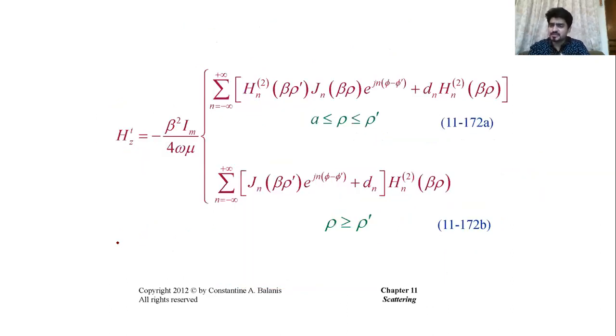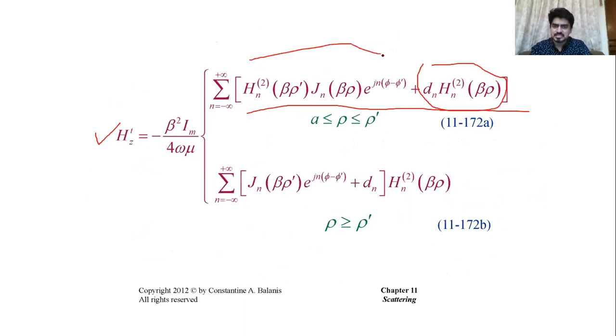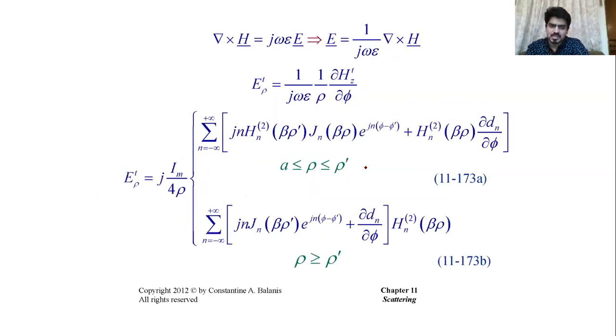Now the total field, when we add the incident and scattered field, can again be given by these two expressions for two different regions. This is for region 1, and this is the scattered component, this is the incident component. Same thing for the second region, where you have this one coming from the incident component and this component coming from the scattered component.